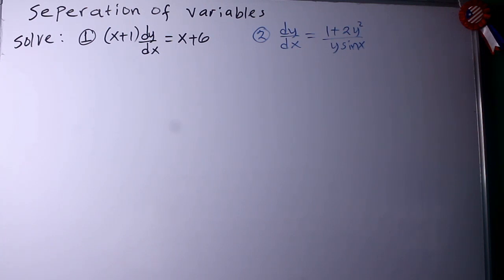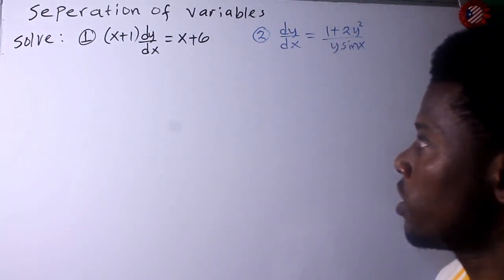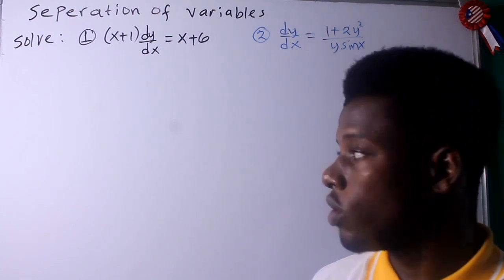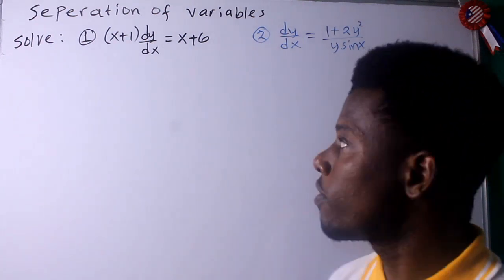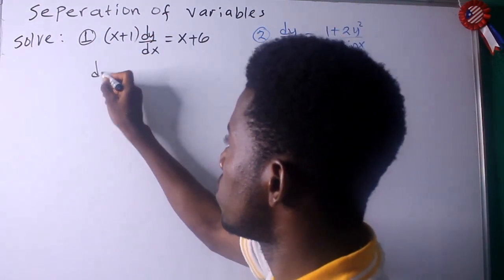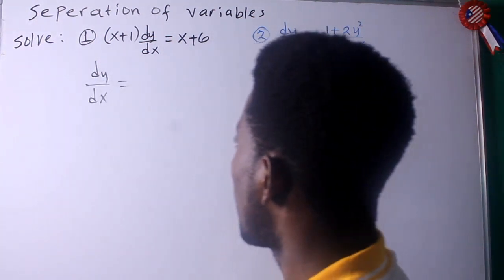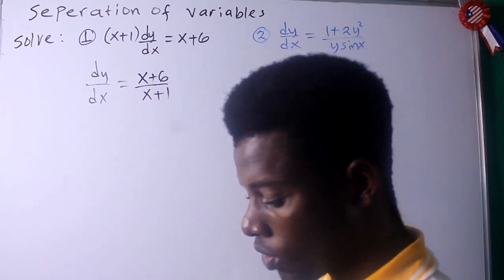We are told to solve the differential equation (x plus 1) multiplied by dy/dx is equal to x plus 6. So to solve this differential equation, we want to make sure that all of the terms that have x are on one side of the equation. Since we have x plus 1 multiplied by the derivative here, we are going to divide both sides by x plus 1. So we'll have dy/dx equals x plus 6 all divided by x plus 1. That's what you're going to have.